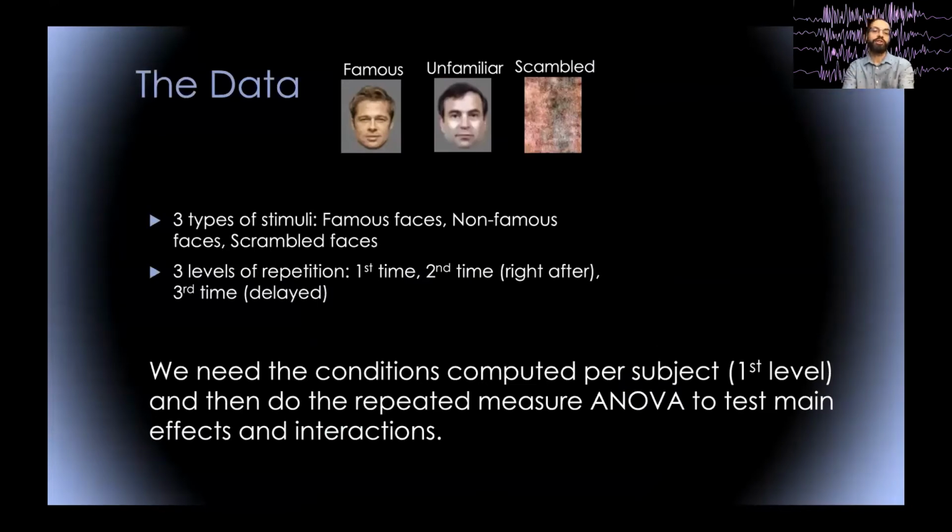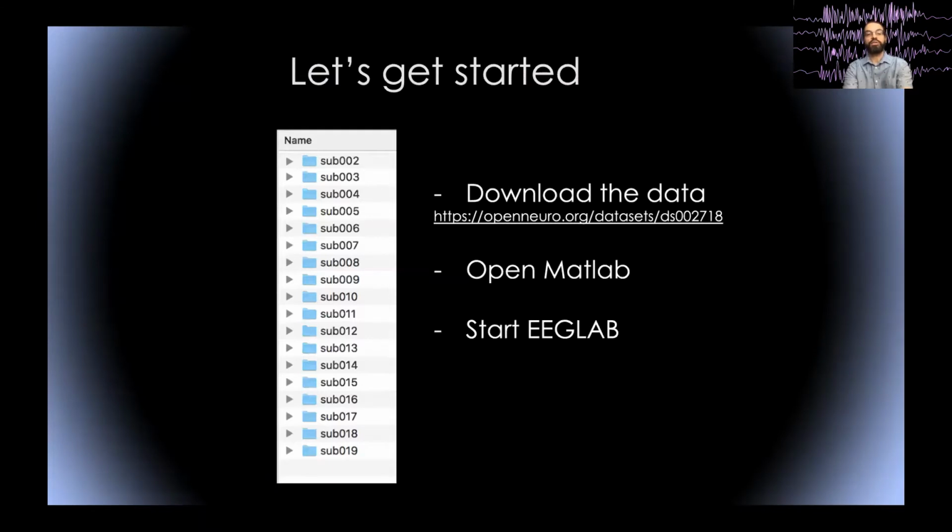Here we have 3 types of stimulus: famous faces, so you see Brad Pitt, non-famous faces, the unfamiliar face you see here, and then scrambled images. So that's the third image. And we have 3 types of repetition here, although we're not going to look into that. They're presented first time, second time, and then a third time. And this is how the subject looks after you download them. This is just part of the folder, but basically you just have one folder per subject.